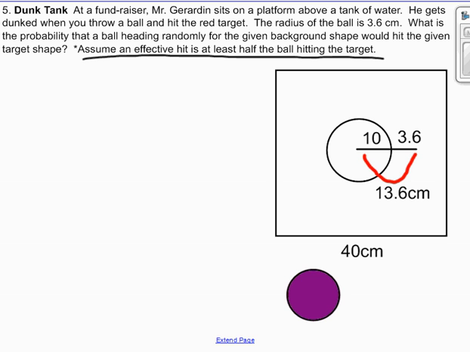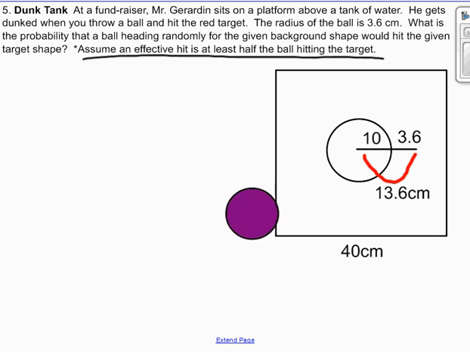So think about, when you're throwing a ball at the target, it pushes it back. Now, if I were to hit it like this, say the ball would land there, that would still push it back. Even though it's not dead center on the target, it would still push it back because most of the ball hit the target. So this 3.6 that they're talking about is the radius of the ball, because this would be the furthest the ball could be off the target and still push it down. So assume an effective hit is at least half the ball hitting the target.